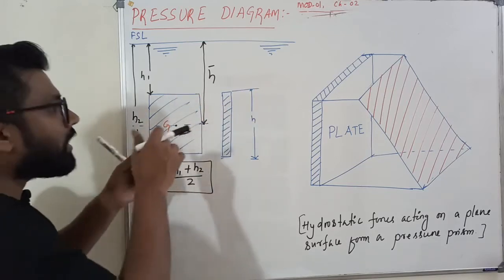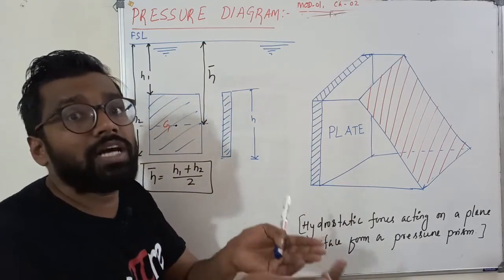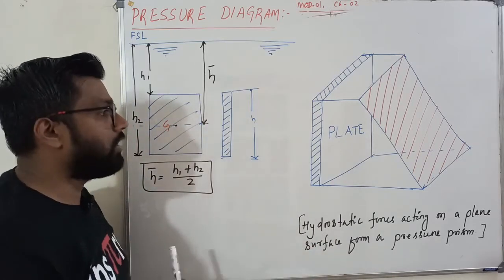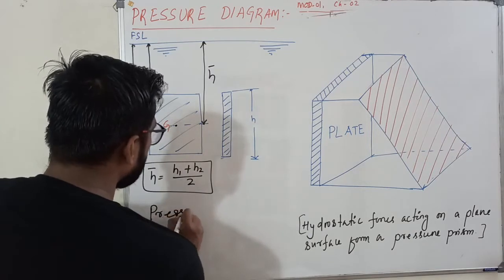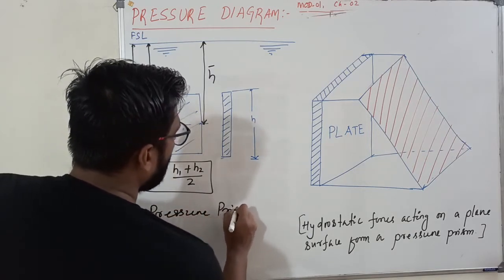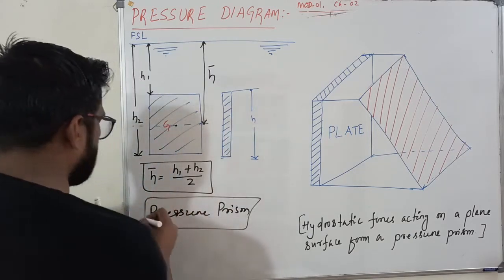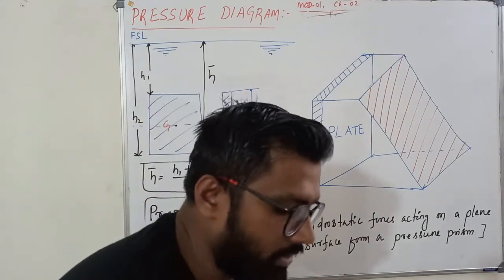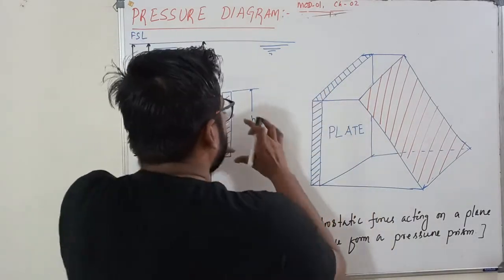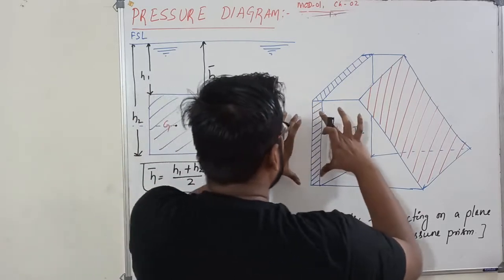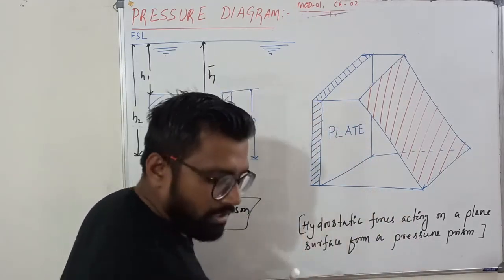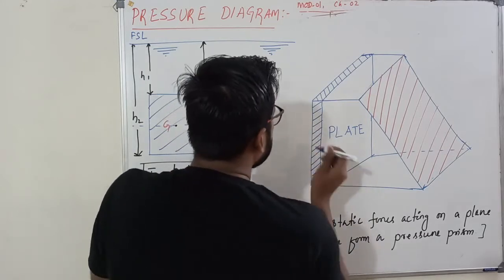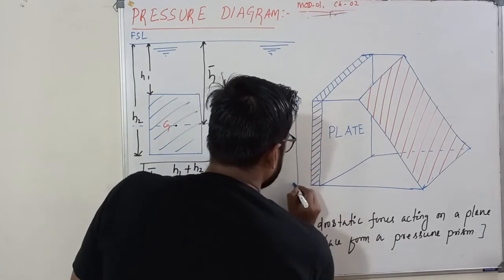What I am trying to do is demonstrate how the pressure prism, or your pressure diagram, will look for this. Now try to understand. I am very much excited to explain this. This is the plate, correct? What is the height of the plate? Sir, the height of the plate you have already told is h. This is your height of the plate, h.